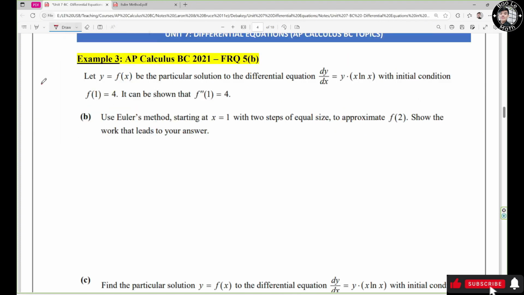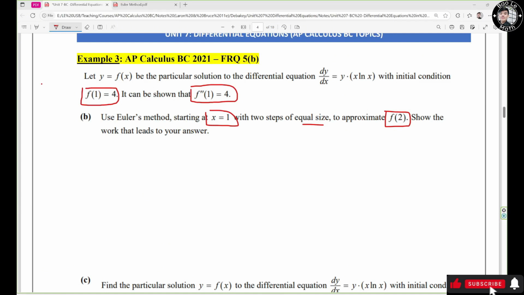Now let's move on to example number 3. This one comes from AP Calculus BC 2021 free response question 5B. Let y equals f of s be the particular solution to the differential equation dy over ds equals y times s times natural log of s with the initial condition y of 1 equals 4. It can be shown that the second derivative of f at 1 equals 4. Now, use the Euler method starting from s equals 1 with two steps of equal size to approximate f of 2. You're going to do exactly the same thing, right?